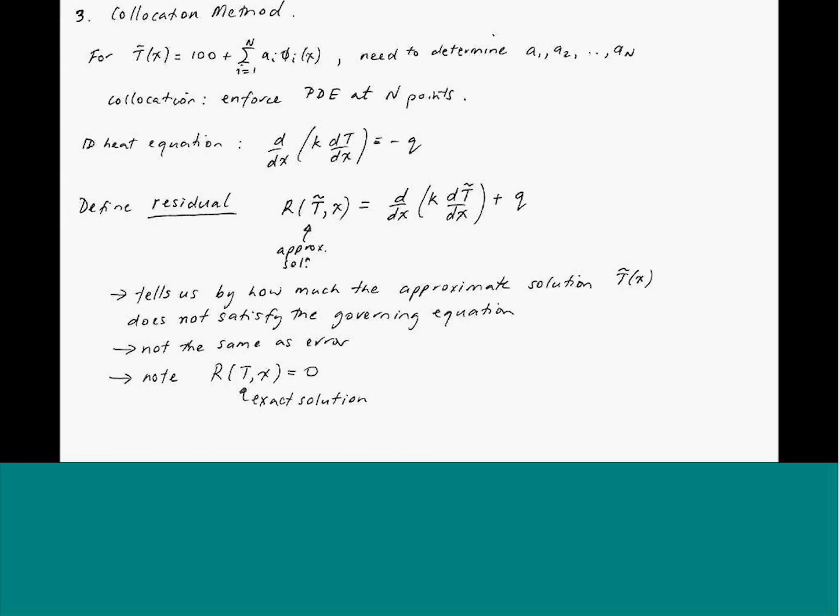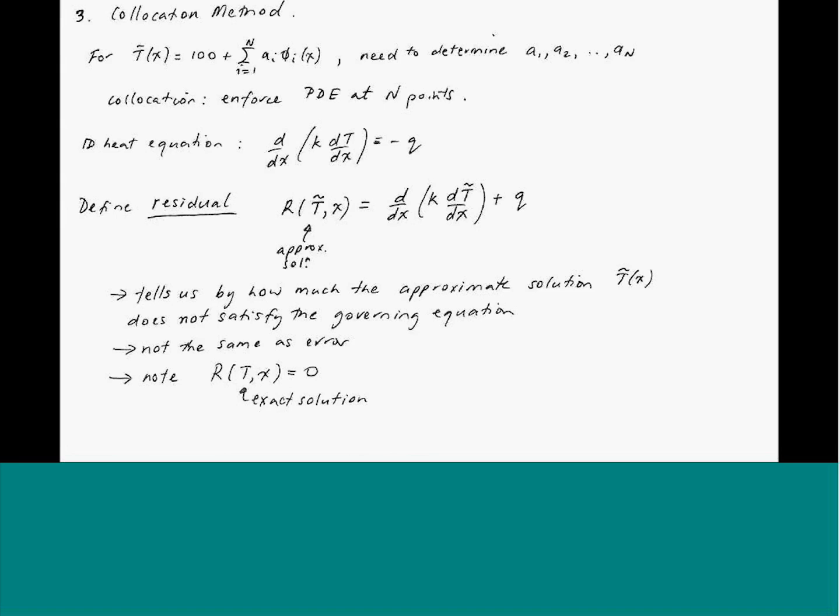Remember what the PDE is? d by dx of k dT dx equals minus q. Let's have the solution satisfy the PDE at those points. By forcing the PDE to be satisfied with the approximate solution at those 2 points, we're going to get 2 conditions, right? 2 mathematical conditions, 2 equations, 2 unknowns we should be able to solve. So that's the idea with collocation.